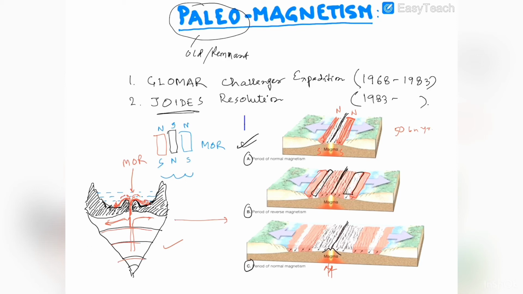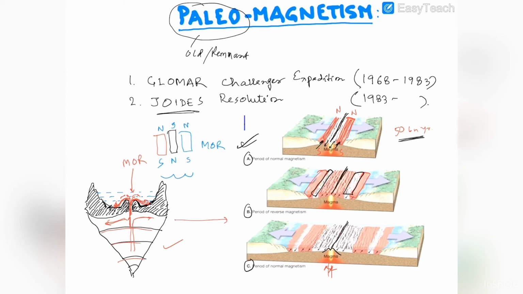If you see the arrows given over here, this arrow is this side, this arrow is that side, this arrow is this side, this arrow is this side. So if you notice, you will see the magnetic polarity of the earth has changed. Let me explain once again.